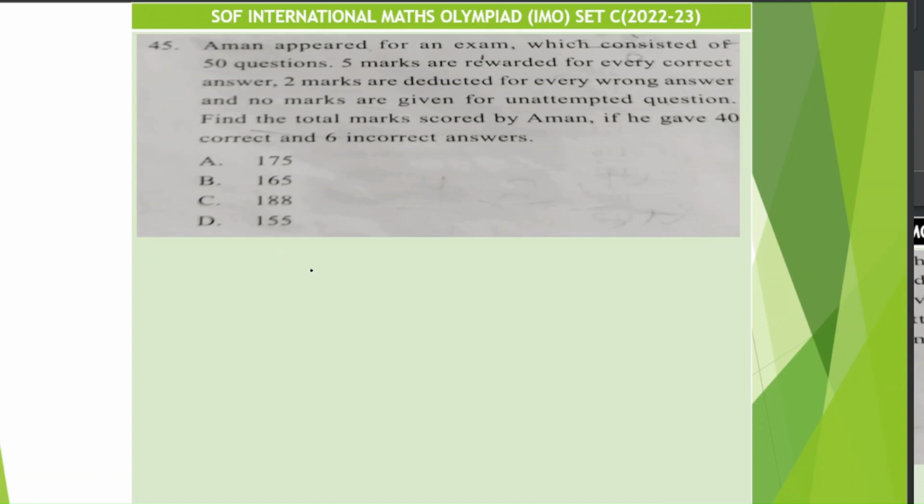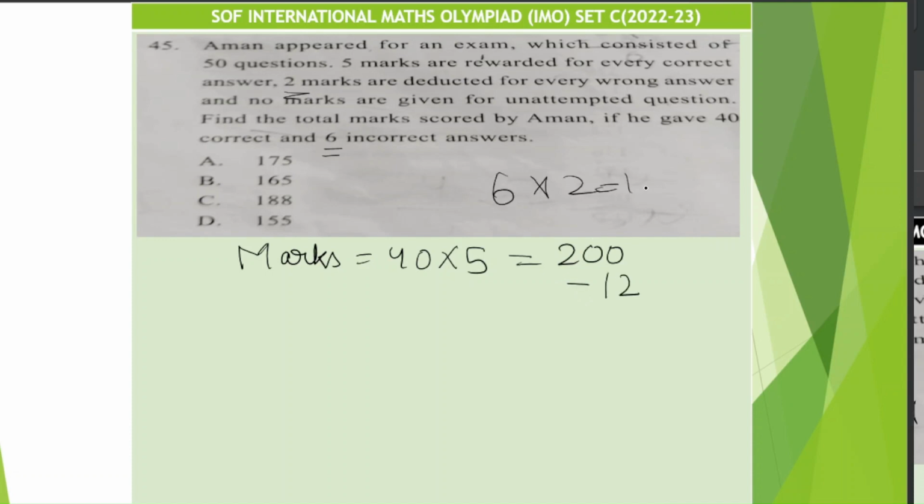So he has in all given 40 correct answers. So for those 40 correct answers, the marks scored is equal to 40 multiplied by 5, because 5 is what he will get for each correct answer. So it becomes 200. Now for wrong answer, incorrect answer, 6. My marks will be deducted 2 marks. So I have to do here minus 12, because 6 into 2 is 12.